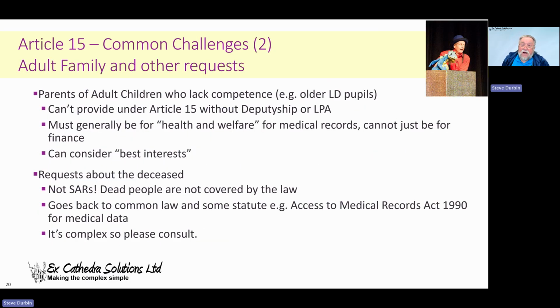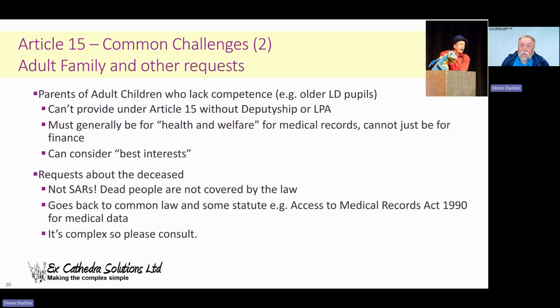Okay. Some other common challenges are, as I said, adult children. Okay, so where the adult child lacks competence, technically we shouldn't be providing data under Article 15 without a deputyship, or where the child lost competence before they became 18, a lasting power of attorney. That's got to be for health and welfare for medical records, it can't just be for finance. So bear that in mind if you're dealing with medicine stuff.